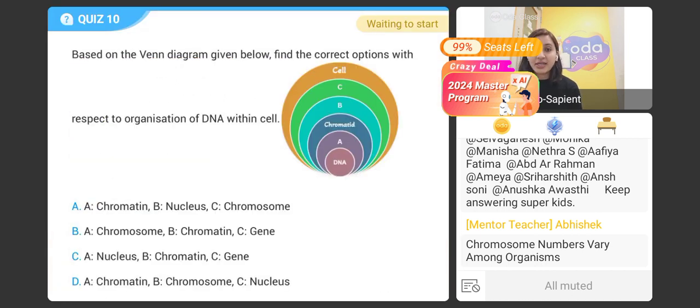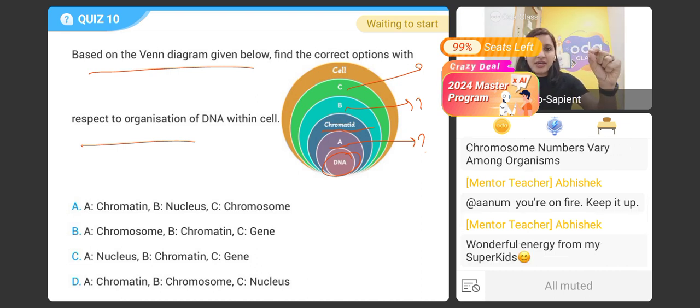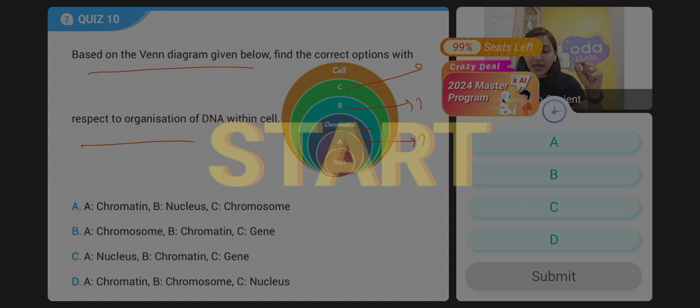How is DNA packaged inside a cell? This is a Venn diagram. You have to tell me what is A, what is B, and what is C. DNA plus protein forms A. Protein will condense and DNA will condense and form chromatid. It will become B, which is present inside C. What is A, B, and C? Chromosome. Very clearly read the question based on the Venn diagram. Give the correct options with respect to organization. What are A, B, and C?